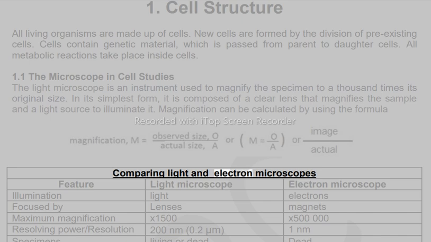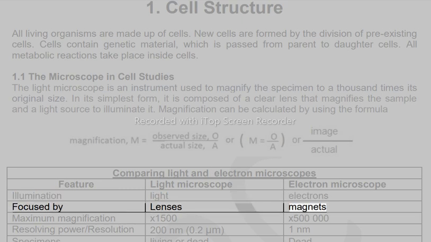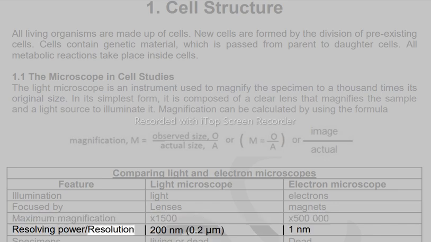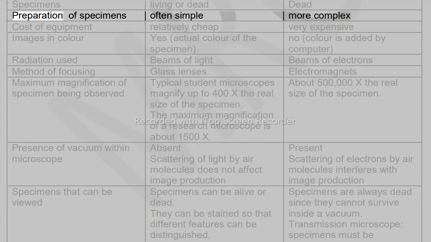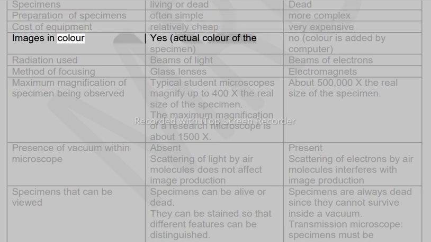Comparing light and electron microscopes. Feature: light microscope, electron microscope. Illumination: light; electrons focused by lenses, magnets. Maximum magnification: x1500; x500,000. Resolving power/resolution: 200 nanometers (0.2 μm); 1 nanometer. Specimens: living or dead; dead. Preparation of specimens: often simple; more complex. Cost of equipment: relatively cheap; very expensive. Images in color: yes, actual color of the specimen; no, color is added by computer.